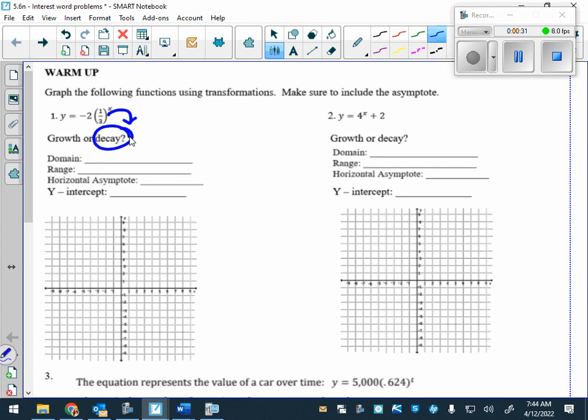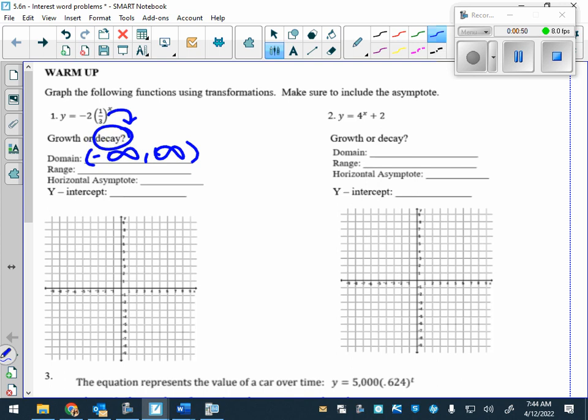Then, what would be our domain? Emily. Negative infinity to infinity. Good. What would be our range? Rob. Yep.